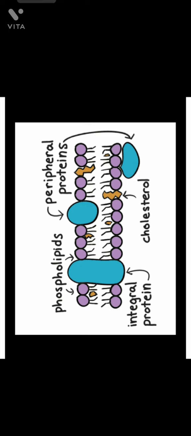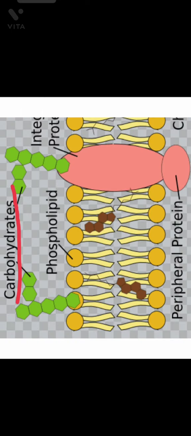And then coming to the carbohydrates. The starch content attached to the phosphate part are carbohydrates, and it gives energy in the form of ATP for transport. The carbohydrates which are attached to the lipids are called glycolipids, and the carbohydrates which are attached to the transmembrane proteins are called glycoproteins.